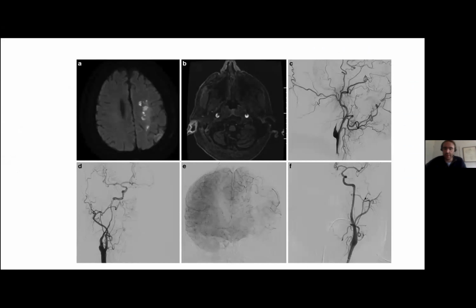So this is a case from my fellowship. This guy presented with bilateral carotid dissections. This is a fat-sat T1, like I told you about a minute ago, and these are intramural hematomas bilaterally. This is a DWI sequence which shows strokes in his watershed territory on the left side. So he's got bilateral strokes, but he's only symptomatic on the one side. This was the left side, which shows that the carotid is completely occluded. So this carotid was gone, essentially.